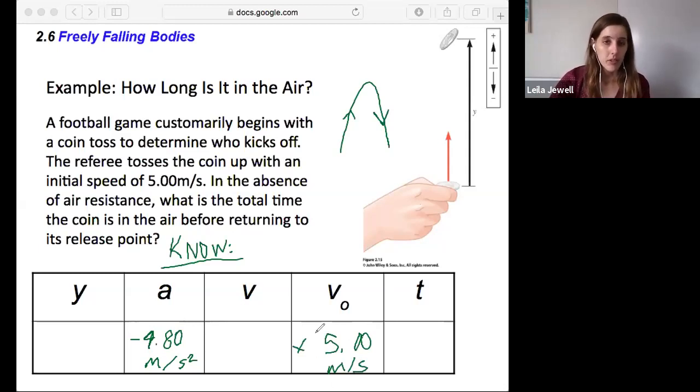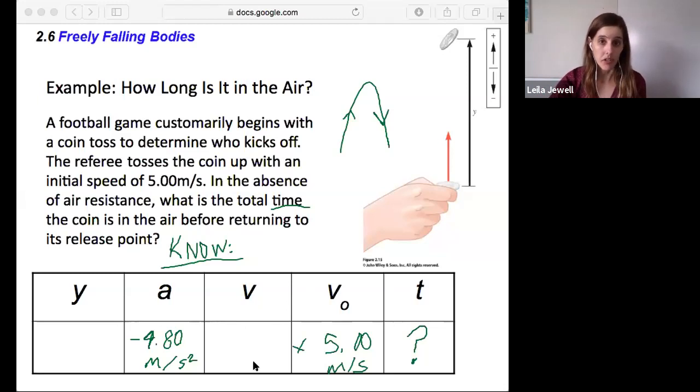All right, now within this table, what are we looking for? What do we want to know? Well, notice it's asking about the time. So we want to find out about the time here. So that is where we are headed with this example. Now, as we're looking at this, we do have to look at the fact that we only know 2 of our kinematic variables. We don't know anything about how high it goes, right? Or the velocity there.